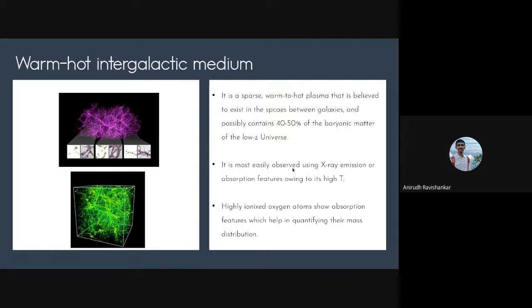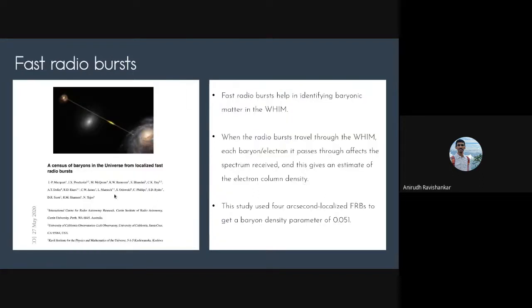And over the years, over multiple research papers, it has been seen that it keeps adding up, and the baryonic matter is still there to be found possibly. And in 2020, this paper came out, which claimed, or in fact, it is now accepted to be a proper census of baryons in the universe. And what it does is that it found the missing baryon based on fast radio bursts.